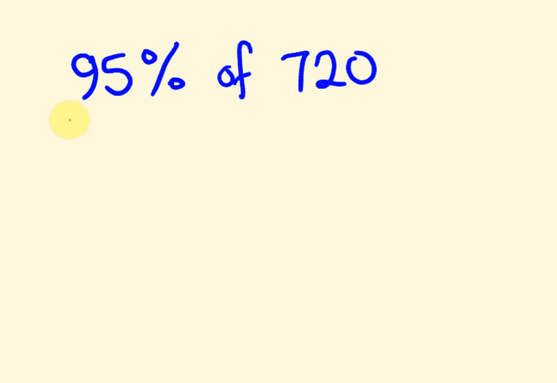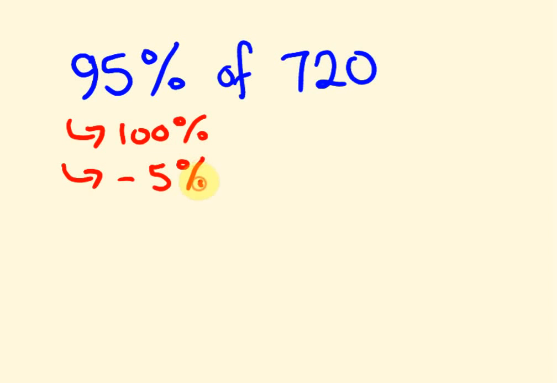Okay, so the idea is we're going to have 100%. Usually you wouldn't need to really think about it like this. It's just this number here, which is 720. And we're going to take away 5%. So we have 720. A 10% would be moving the decimal place, so it would become 72, and half of that would be 36.